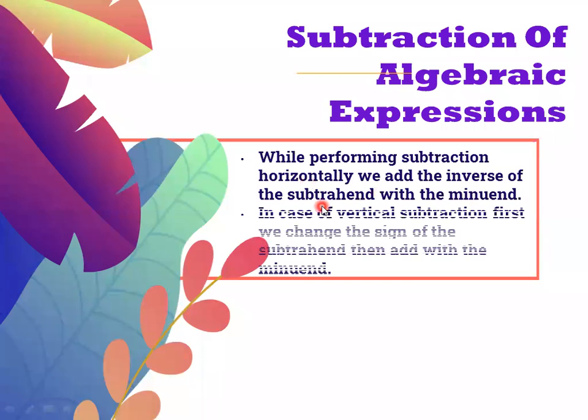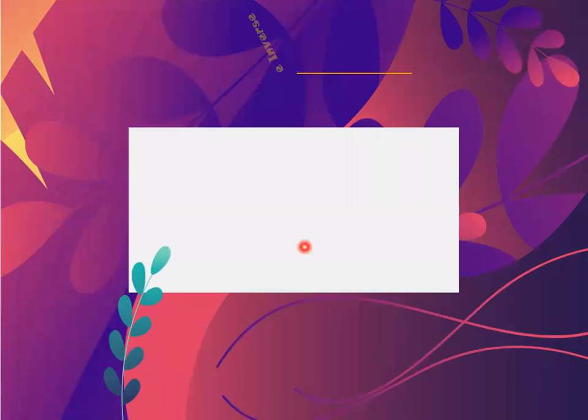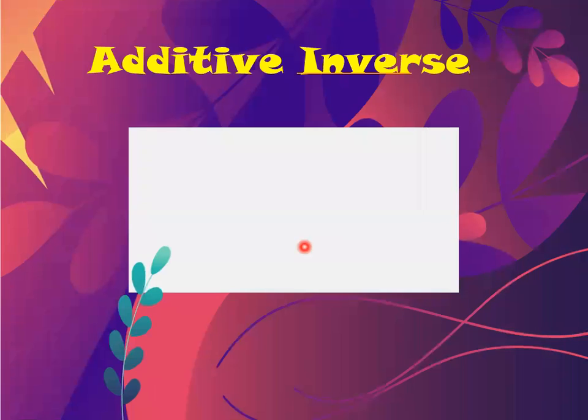Then in case of vertical expression, first we change the sign of the subtrahend. When you are going to perform the vertical method, you will change the sign of your subtrahend, then add with the minus. Now I am going to explain this with the help of an example. This is a little bit different, but before that I am going to tell you what additive inverse means.